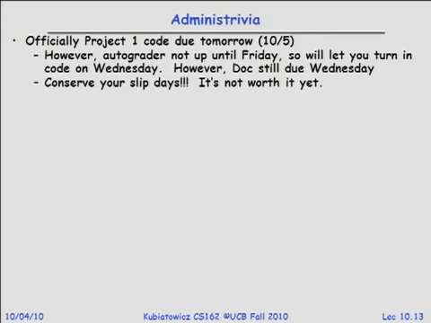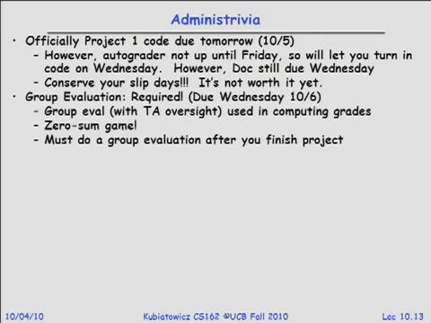Group evaluation technically is the day after things turn in. We'll try to do them on Wednesday. Maybe I'll let you do it on Thursday. But you have to do this for every project, because if you don't do the group evaluation, it could lead to zeros on your project.